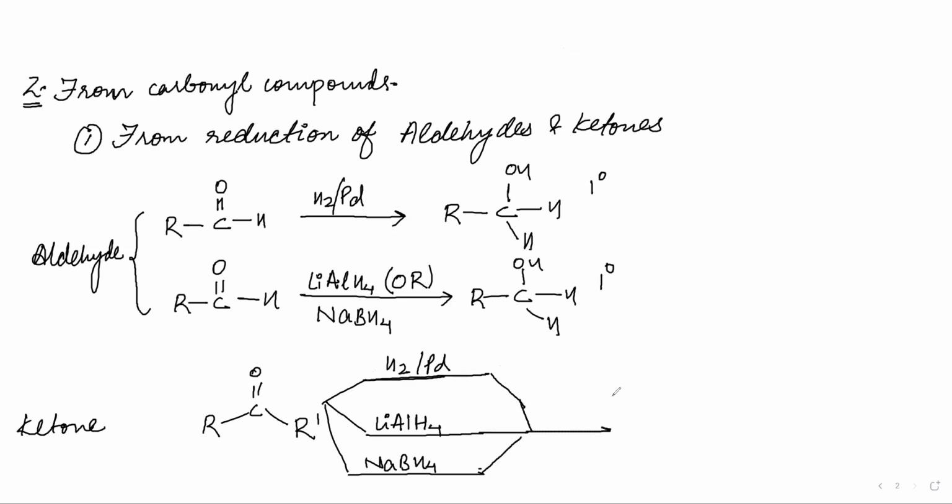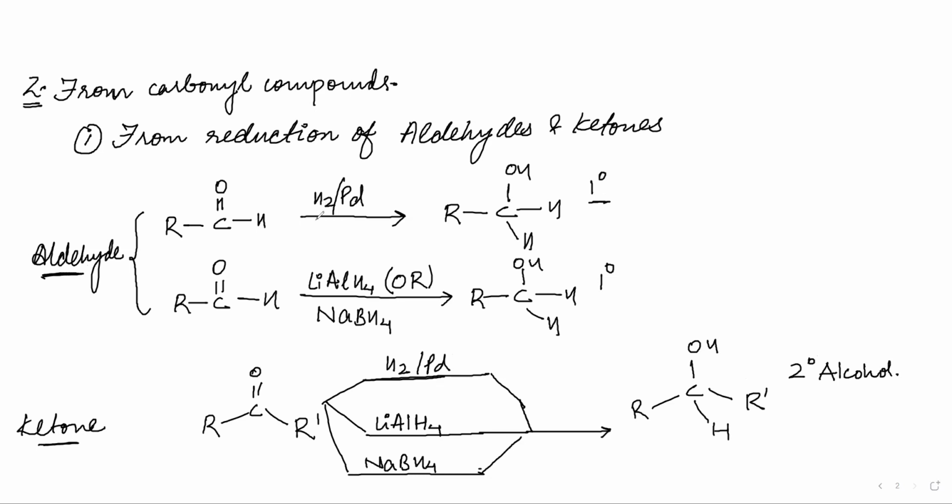That is, one of the hydrogens will get attached to oxygen and the other will get attached to carbon. So I will be getting R-CH(OH)-R', this is OH, and this will be hydrogen. I remember one point: when you have aldehydes, you get 1 degree alcohol. When you have ketone, you will be getting 2 degree alcohols.